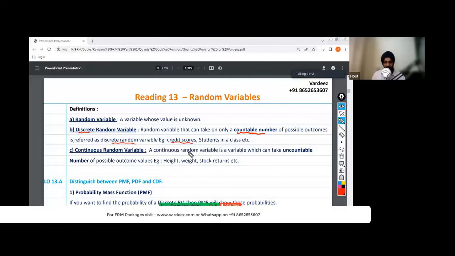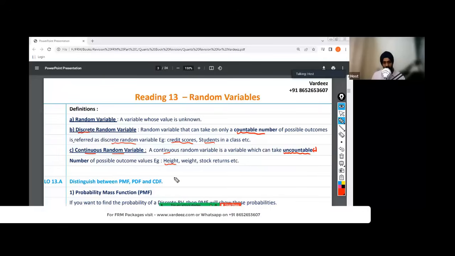Example, a credit score is something that we can count. The number of students that we can have in a class is a discrete random variable. What about a continuous random variable? Continuous, as the name suggests, is a variable which can take uncountable values, something that you cannot measure or count. That's the continuous random variable.